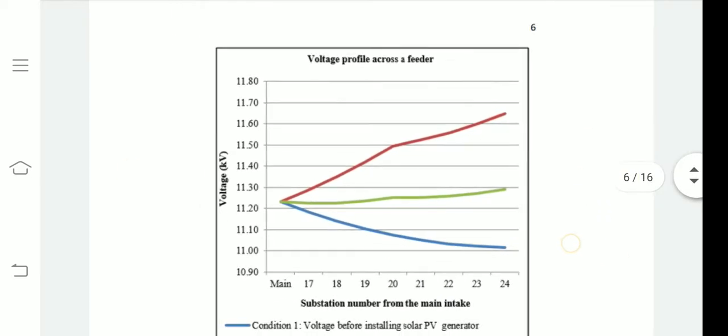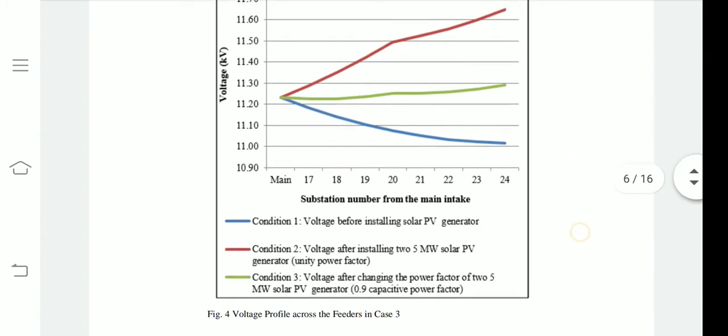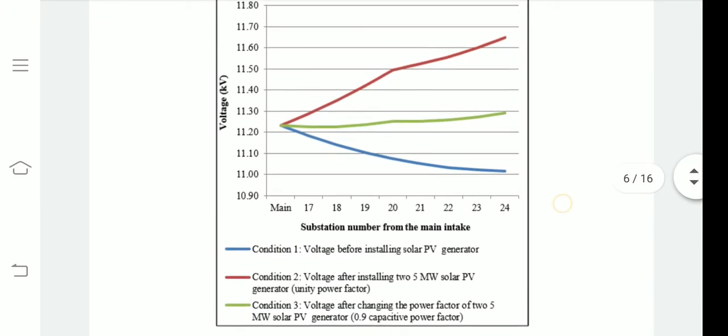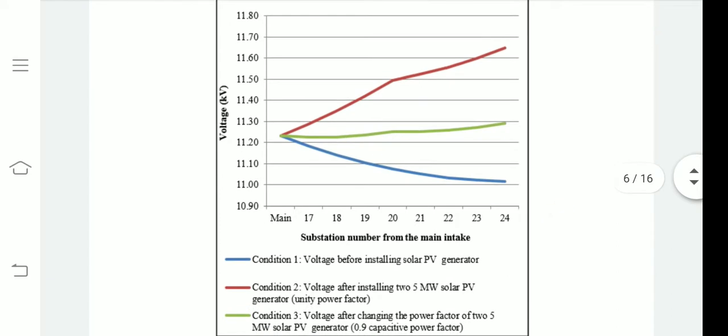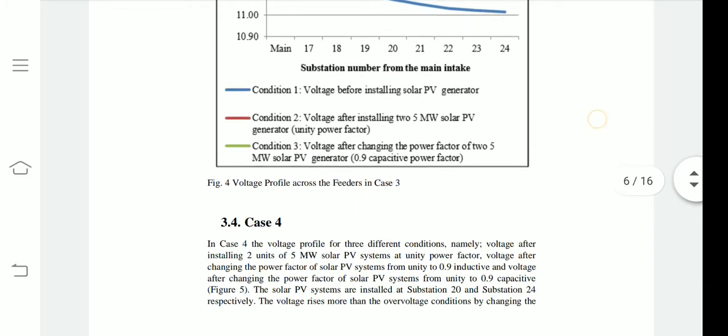Here this figure represents the voltage profile across the feeder in case 3. Here the blue color represents voltage before installing the solar PV generator. The red color represents voltage after installing two 5 megawatt solar PV generators, and the green color represents voltage after changing the power factor of the two 5 megawatt solar PV generators.